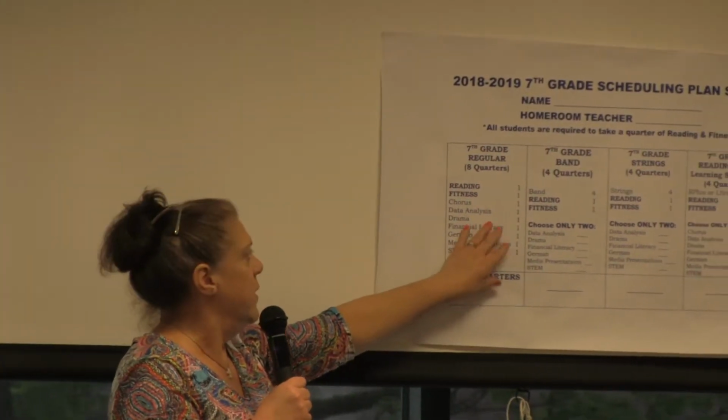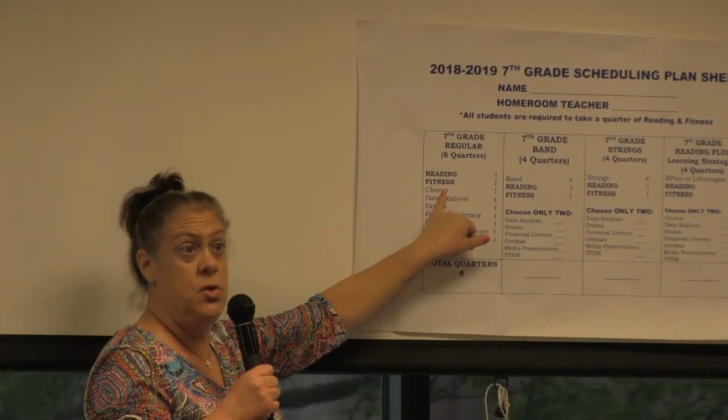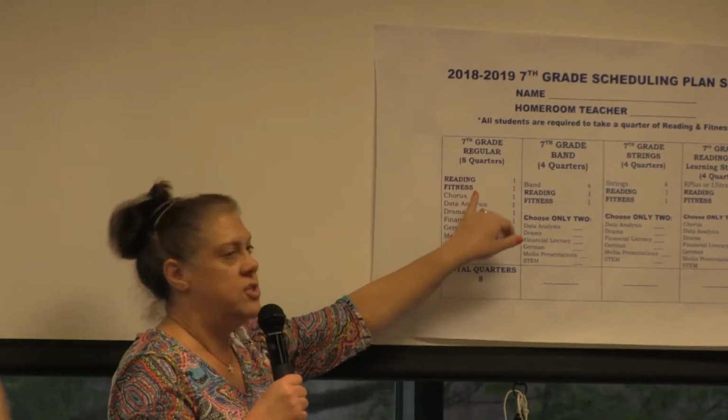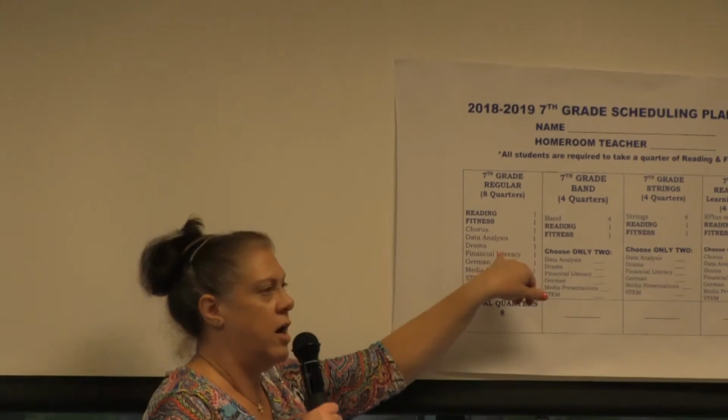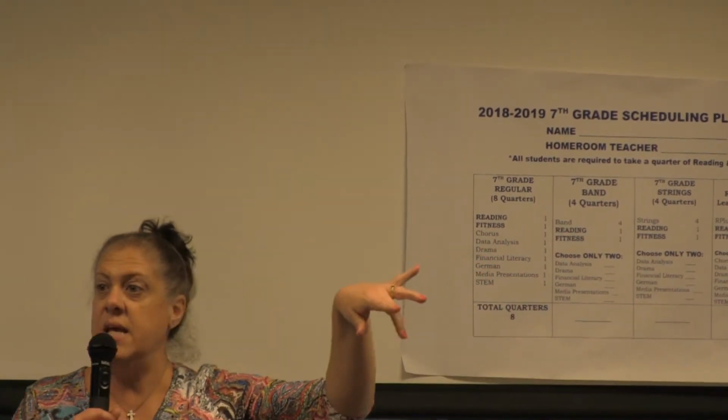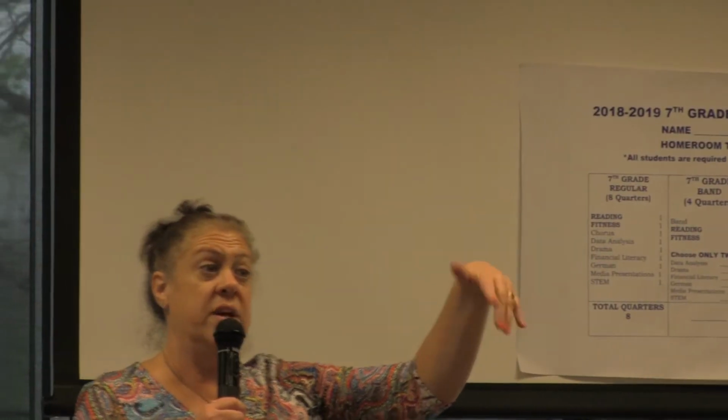And those of you that fall under the regular category, we know you have reading and fitness, that's 2 of your 8, but you need to check 6 more. So between chorus all the way down to STEM, put a little check mark next to those 6 that you would like the most. Or you can think opposite of that. Which one is your least favorite? Maybe put an X by that one so you know not to schedule that one in.